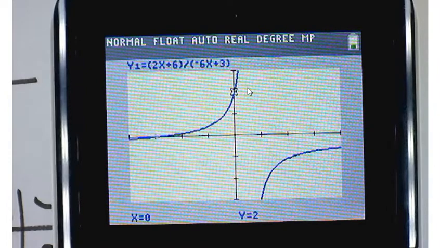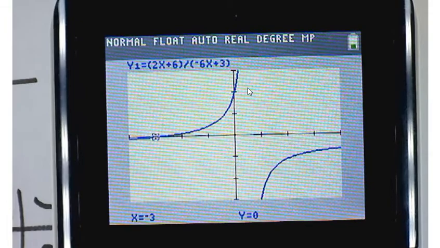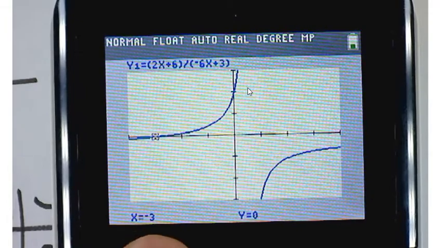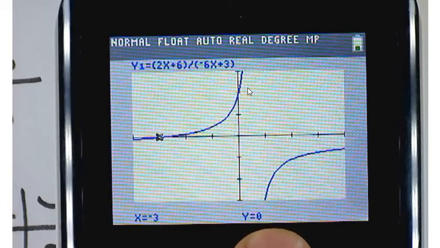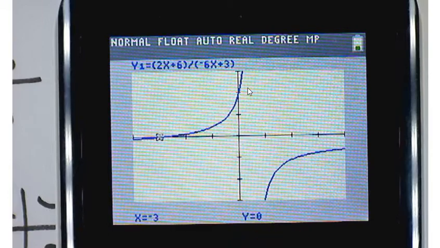What other point did we expect to see on our graph? -3 and 0. So I've already hit the trace key. If I type in -3 and press enter, it tells me, all right, at x equals -3, you get y equals 0. Again, that's what we expected. What else did I expect in this graph? What other features? Asymptote, all right? So what was the asymptote?